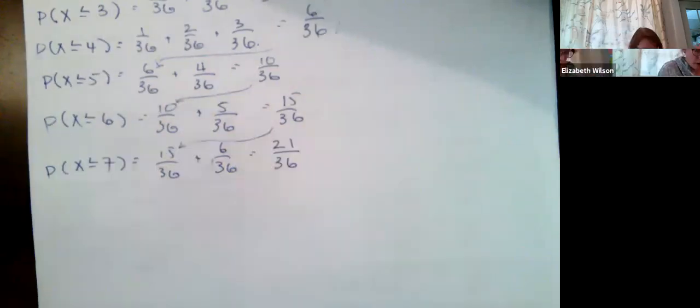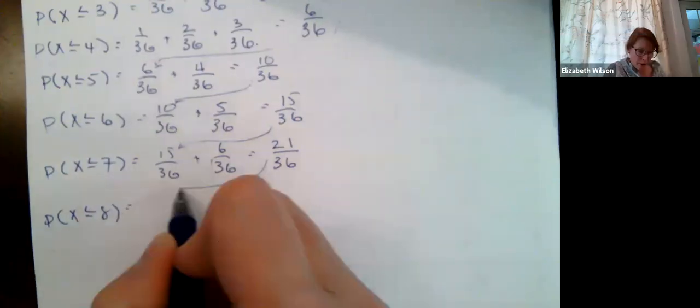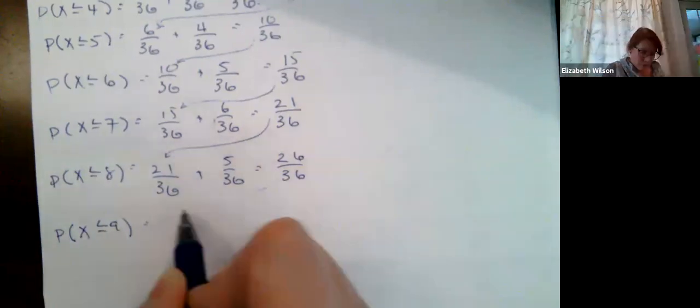I'll just keep marking where these numbers are coming from. So for 8, I'm going to take my previous sum, 21 out of 36, and I'm going to add in when x is equal to 8. So x equal to 8, I got 5 out of 36. I'm looking at my table. So 26 out of 36. Now probability when x is less than or equal to 9, right? I'm going to take my previous sum, and I'm going to add in when x is equal to 9. So this here comes from there. I'm summing up. I'm accumulating all these sums.